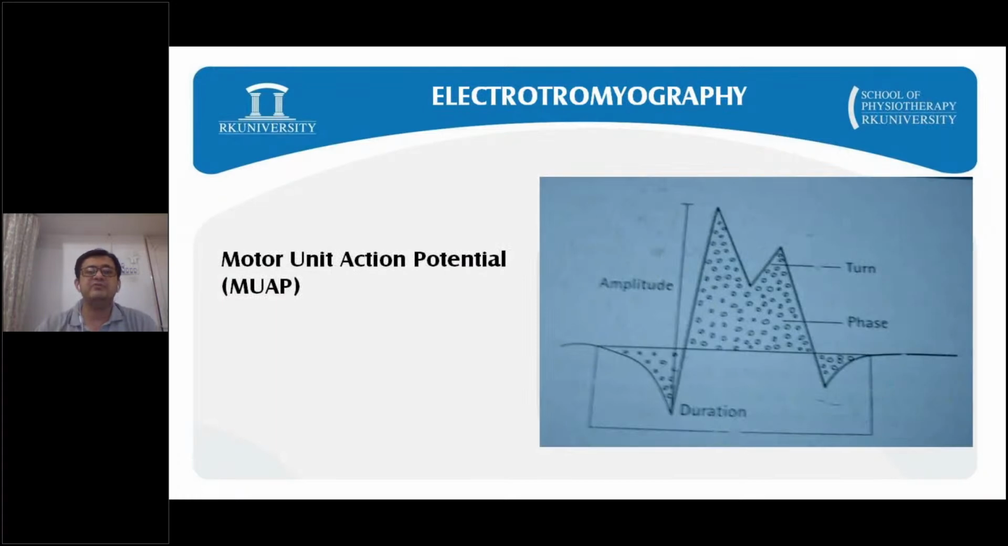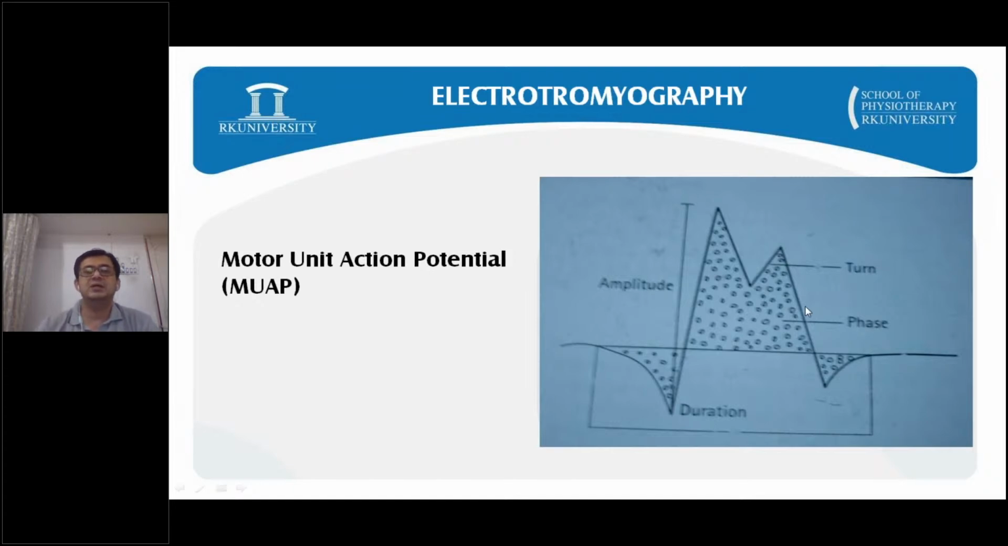This is how the MUAP will look, that is, motor unit action potential. You can follow this pointer. This is one phase. This is another phase, the second phase, and this is the third phase. Phase means it will start from the baseline and end on the baseline. This is also a phase, starting and ending on the baseline. But if we think of turns, turns change direction without touching the baseline. Clear? So here you can see, it is changing its direction without touching the baseline, so that is a turn.